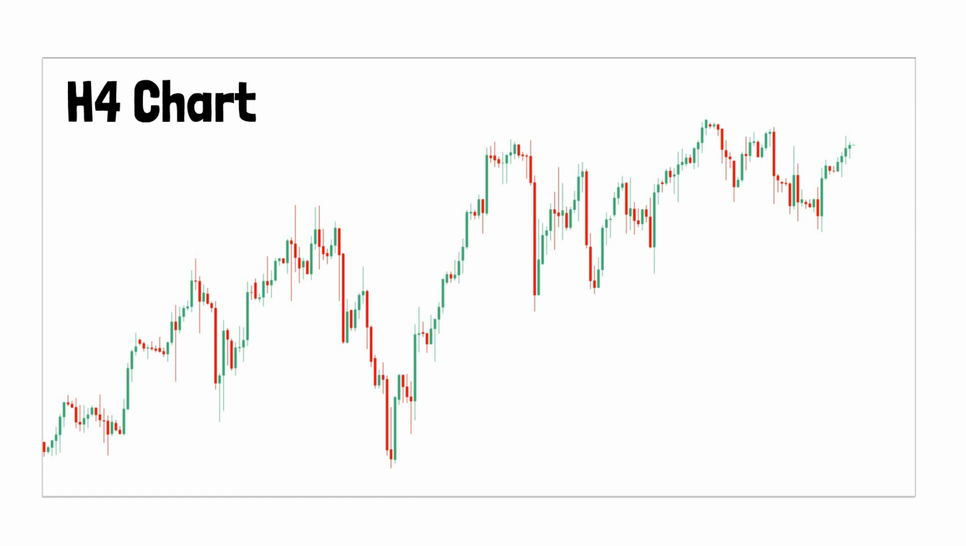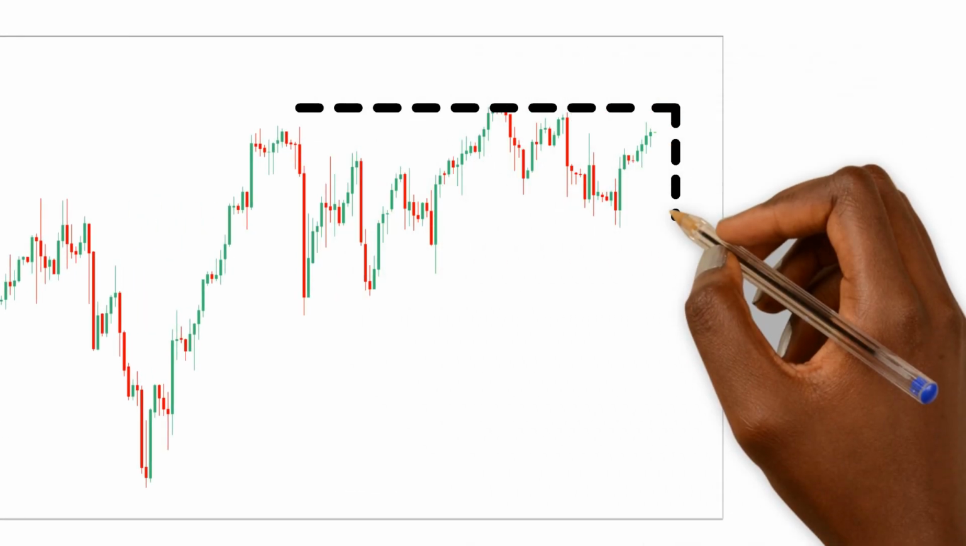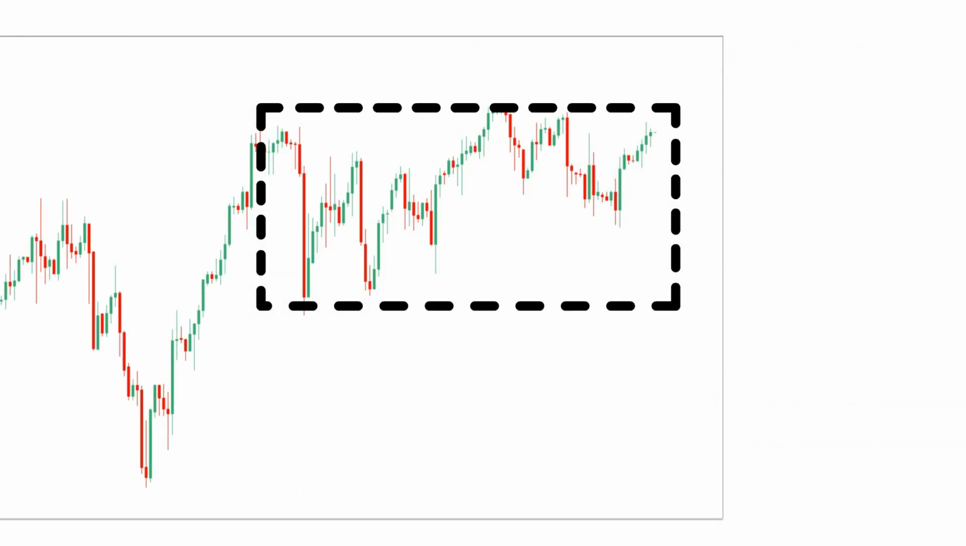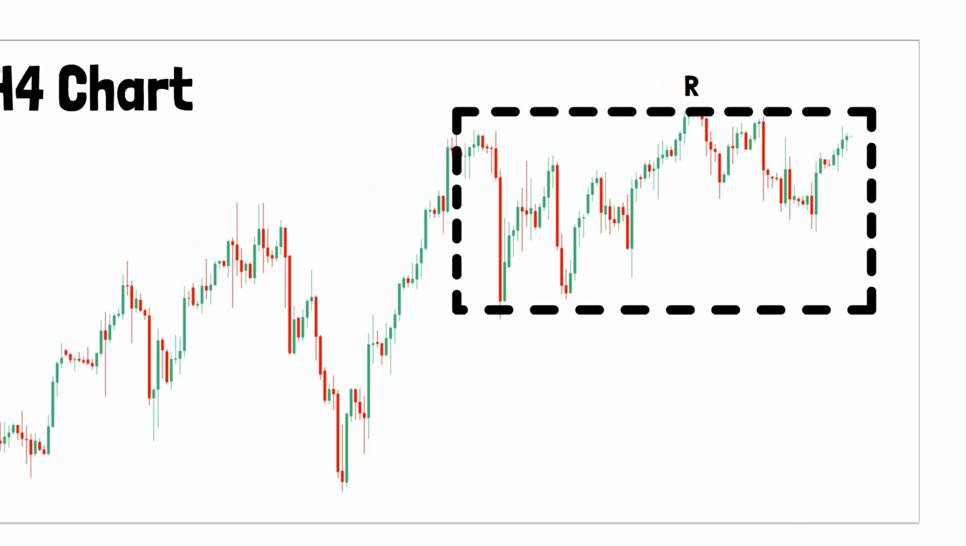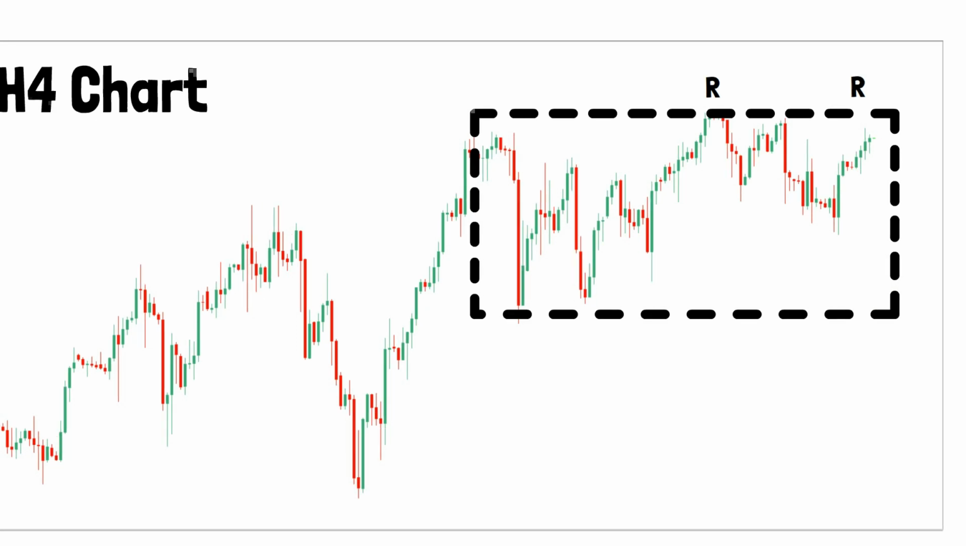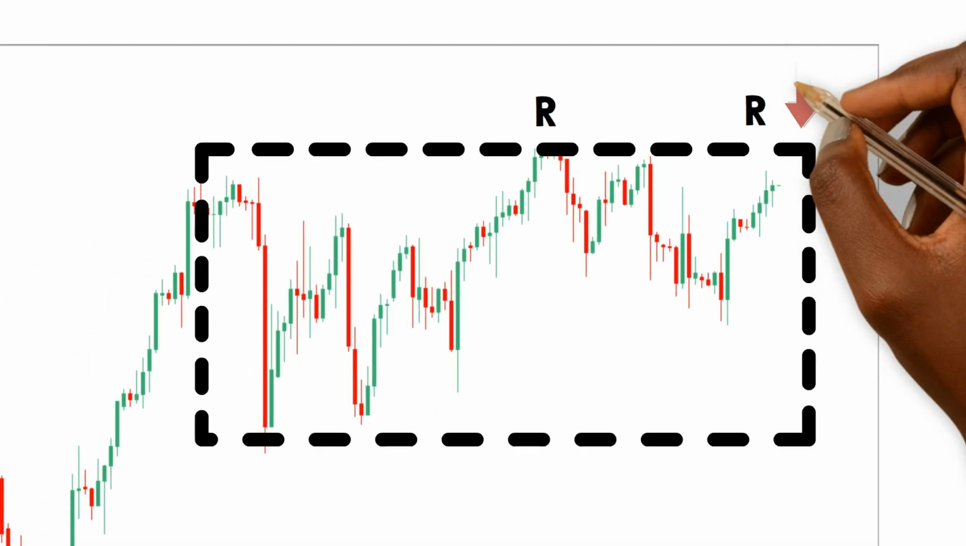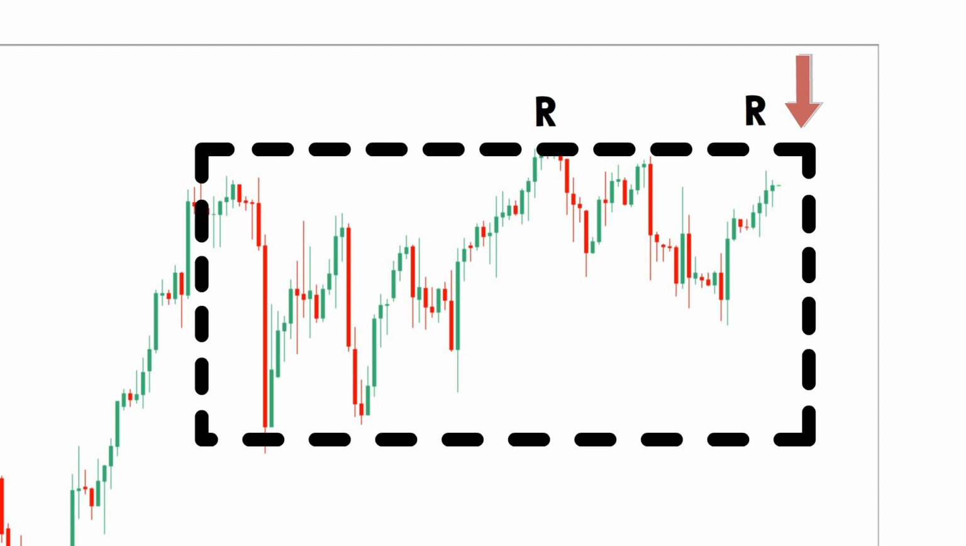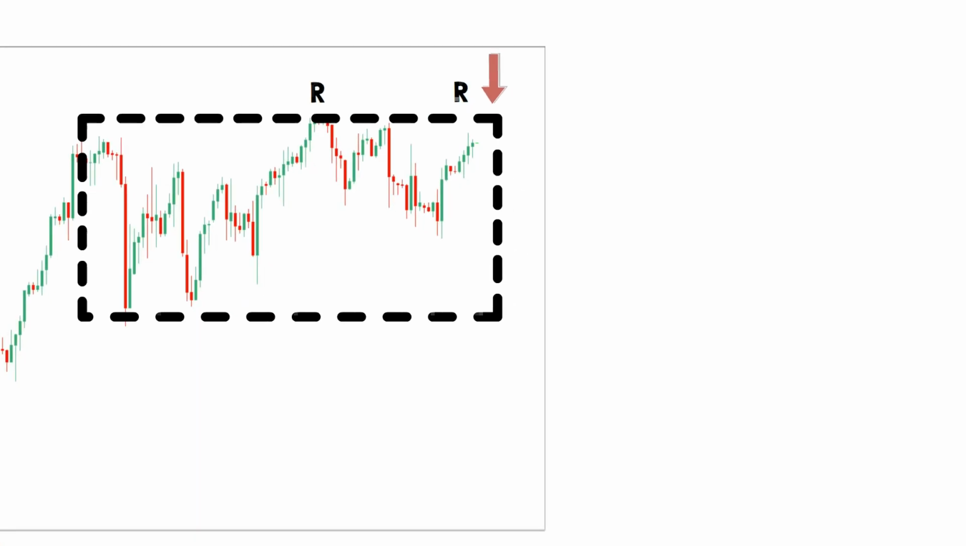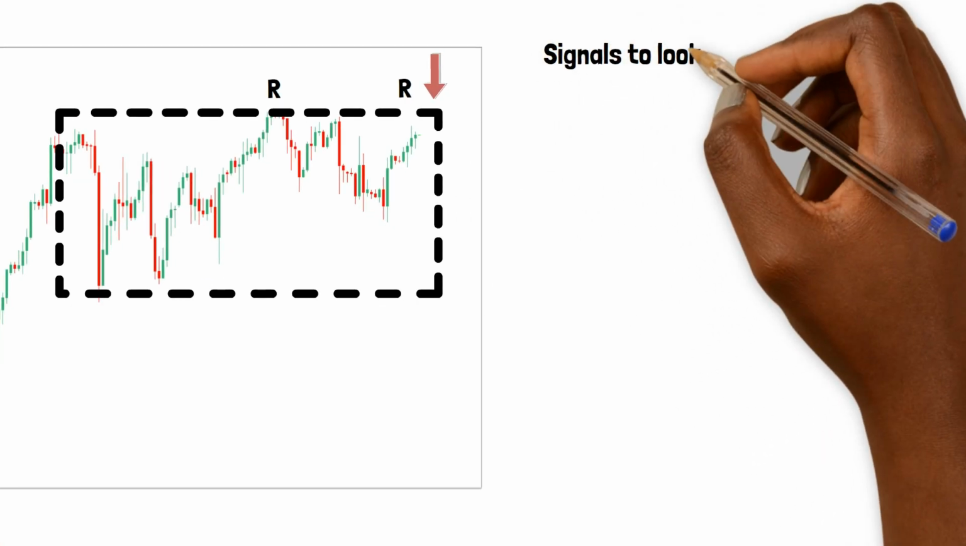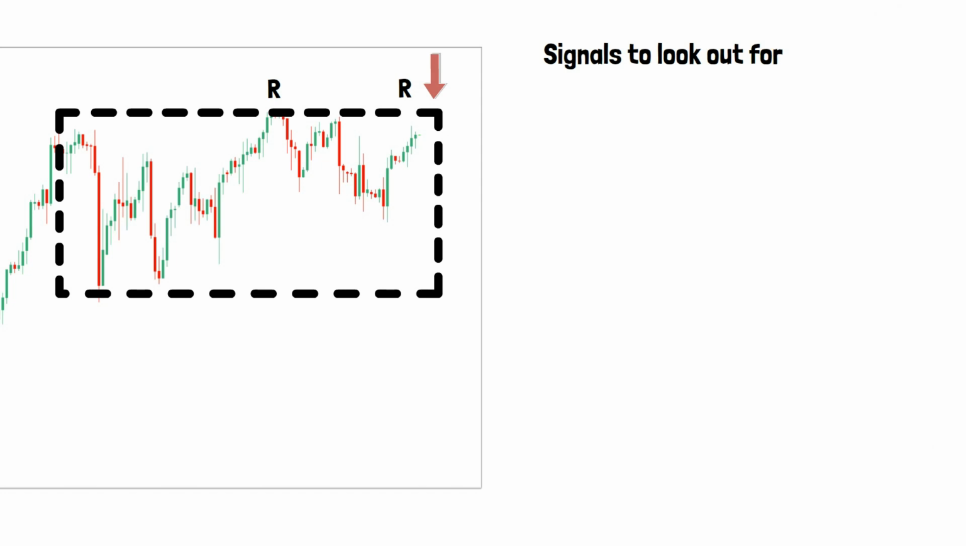Like I said, this is purely educational. So if we mark that, I'm just going to use a box right here to mark that sort of range. You can see we are much closer to the resistance, which is the upper part of that particular box. That is where we are, and that is where we're going to look for opportunities. Keyword, opportunities to sell.